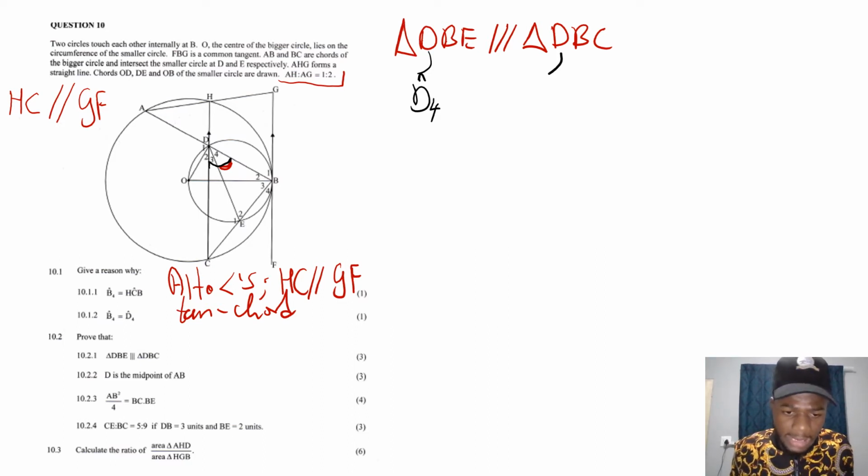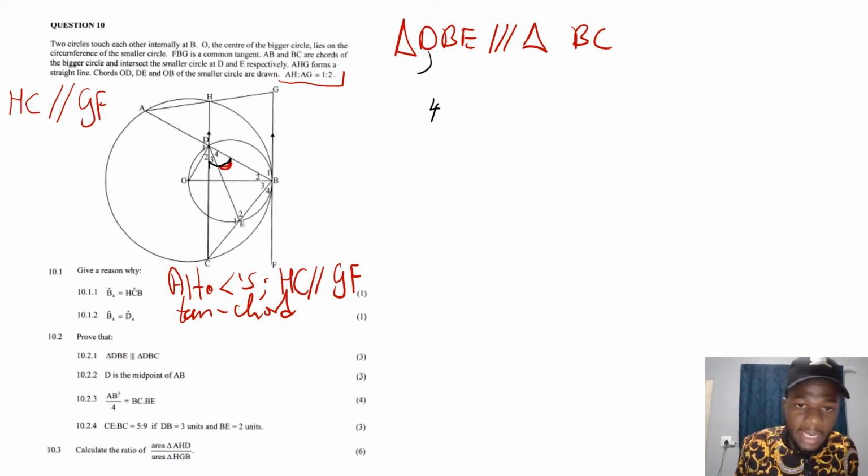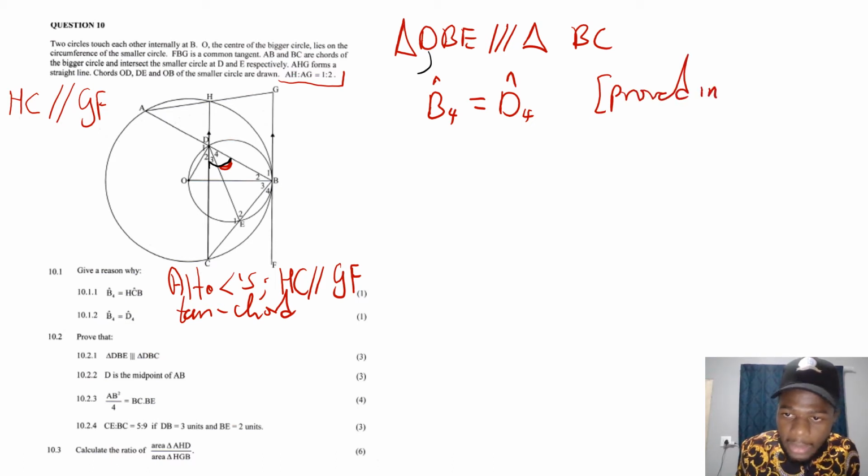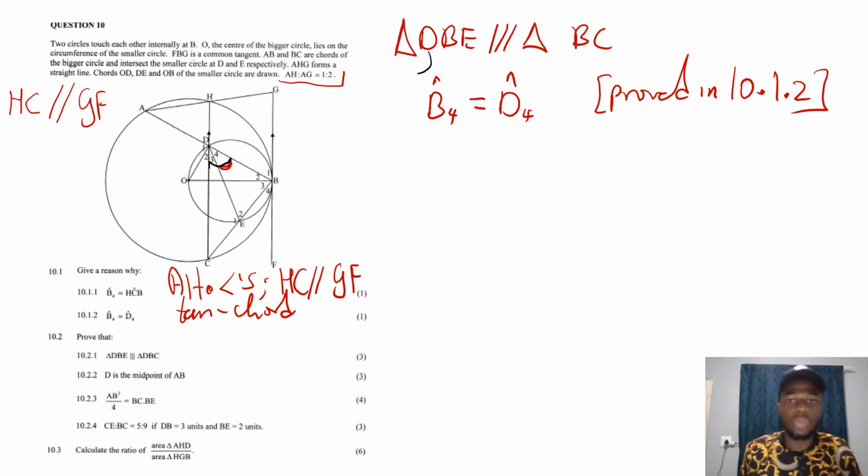So let me erase that D. Let's do it like this now. Let's check an angle which is equal to D4. We were given, or we proved, that B4 is equal to angle D4. This is the angle that I know is equal to D4. We have proved it in 10.1.2. This one was the tan chord theorem.